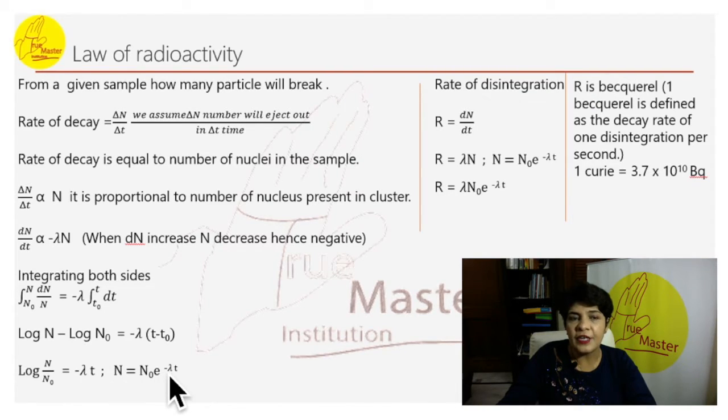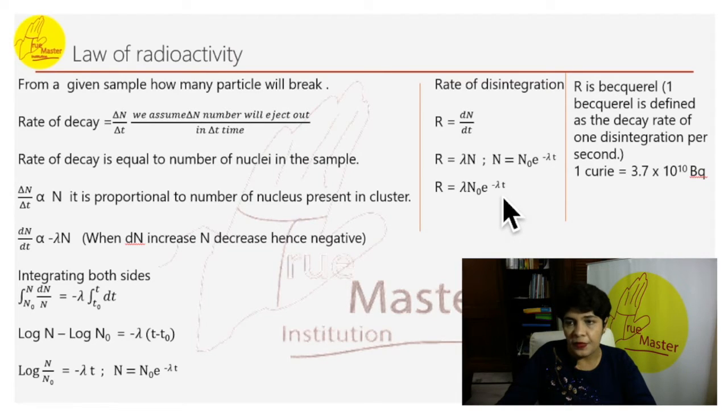What will be the rate of disintegration? Rate of disintegration is R equals dN by dt, or R equals lambda N. In place of N, we can write N naught e to the power minus lambda T, which we have just derived from log N by N naught. So the rate of disintegration formula that you can note down is R equals lambda N naught e to the power minus lambda T.